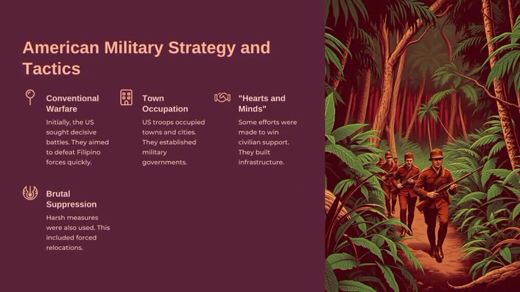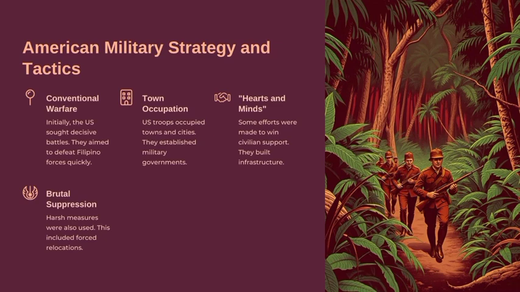American military strategy and tactics. Conventional warfare. Initially, the U.S. troops occupied some towns and cities. Efforts were made to win decisive battles and to defeat the Filipino military. They established civilian support, built infrastructure and local governments quickly. Brutal suppression: harsh measures were also used.